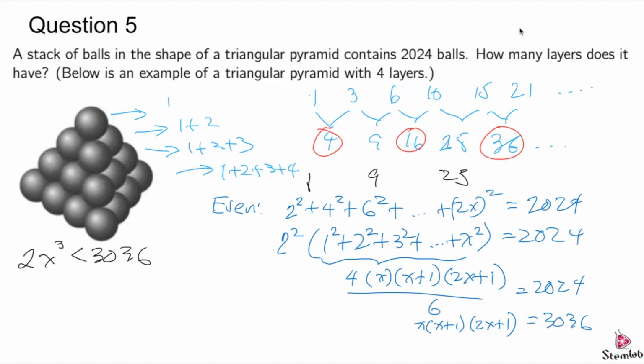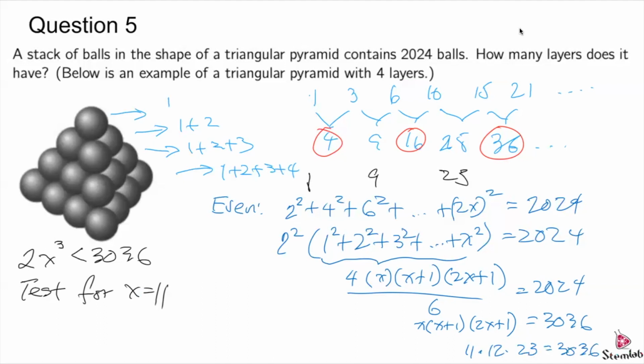Okay, and 2x cubed, when x is 12, actually is over 3036. So the only possibility that we need to test, right, is x equals 11. And sure enough, 11 times 12 times 23 is equal to 3036. So basically, we found our x.